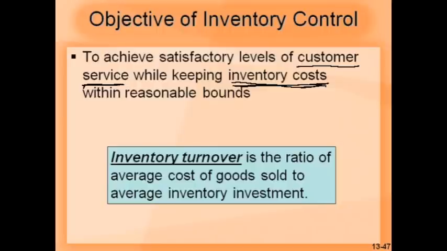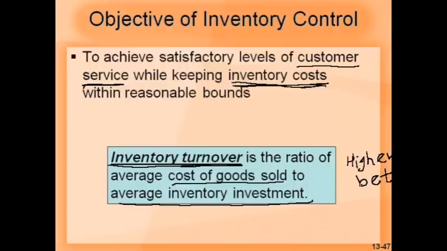One of the metrics used for measuring the performance of any inventory control process is inventory turnover. This is the ratio of cost of goods sold to average inventory investment. So, cost of goods sold divided by average inventory investment. Obviously, this is a higher-the-better kind of characteristic. You want this number to be as high as you can, as that will indicate efficient management of inventory.